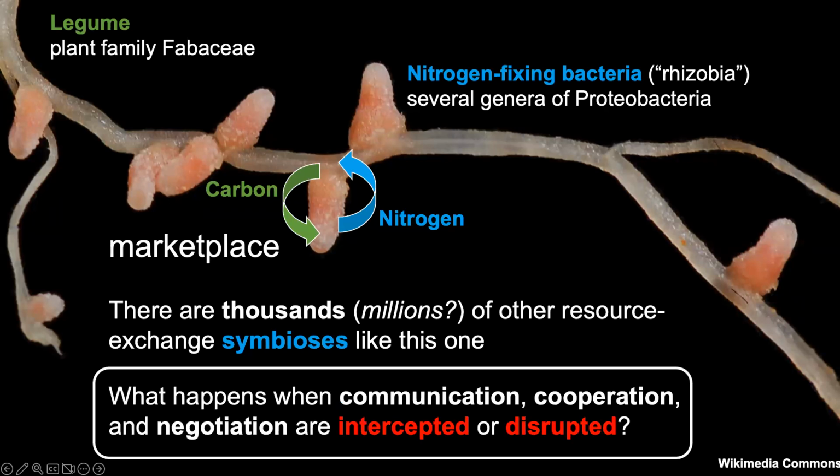So that makes it, I think, a really good case study to ask some cool questions. And the questions that my lab focuses on generally fall under this theme. So what happens when communication, cooperation, or negotiation in an interaction like this are either intercepted or disrupted? And what I'm going to tell you about is primarily the role of parasites, which is what my lab has focused on a lot so far. I'm going to talk at the very end about some other sources of interception or disruption that we're starting to work on too.